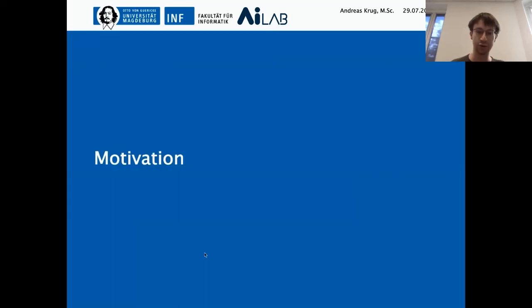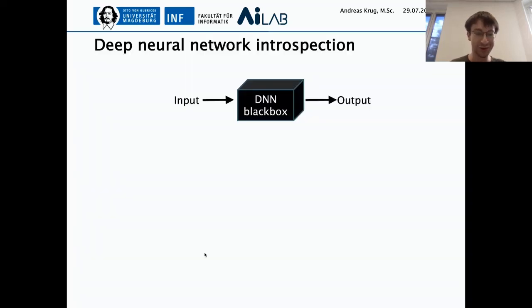First of all, the motivation for our research. You probably all know about deep neural networks, which function as a black box. You have some input, you pipe it through the black box network, and there's an output. For example, you can classify those cat images as a cat.